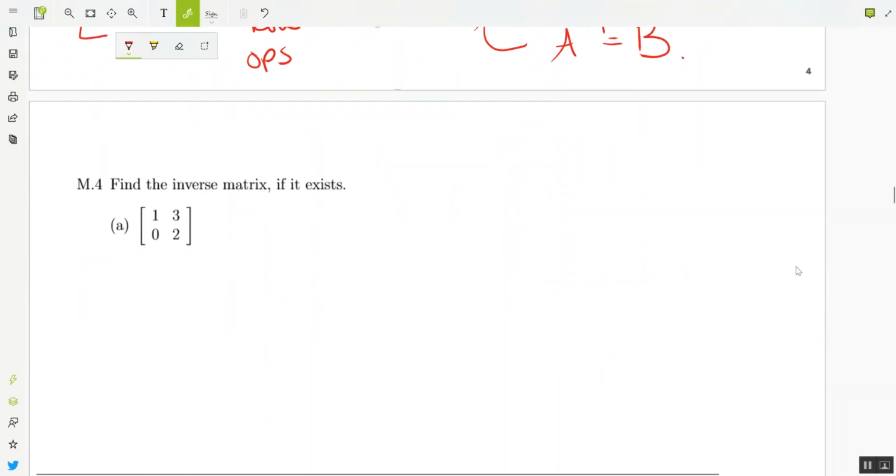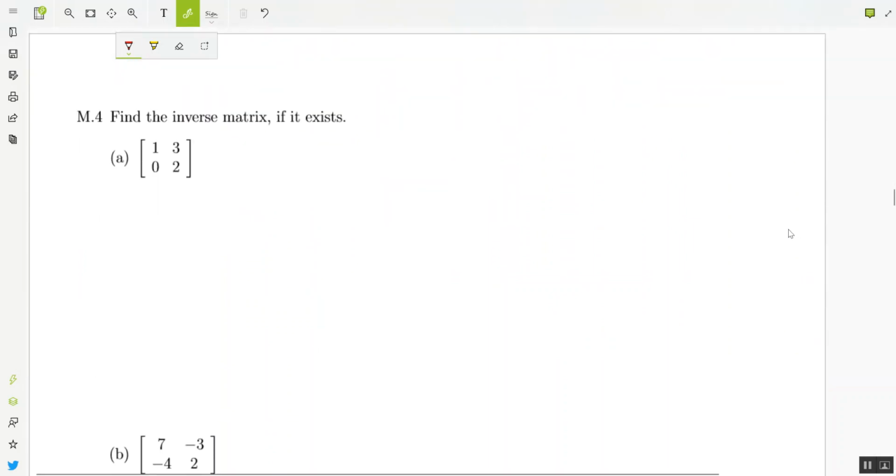Let's find the inverse if it exists. I like words when they come out of my mouth correctly. So I've only got 2x2s here. This should go pretty well. Let's get this party started. So the first thing I have to do is augment this with our identity. So we're going to rewrite it, 1 3 0 2, augmented with the identity 1 0 0 1. So that's my first move.